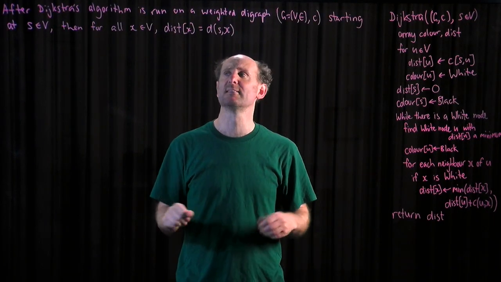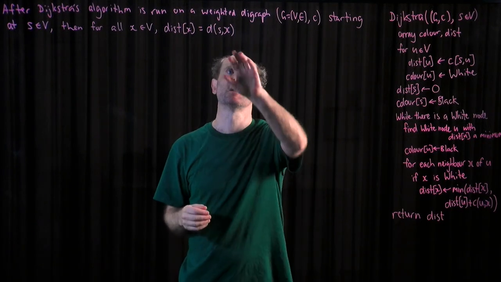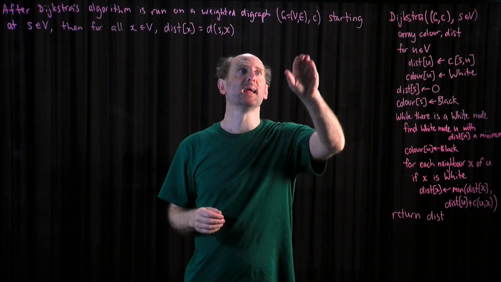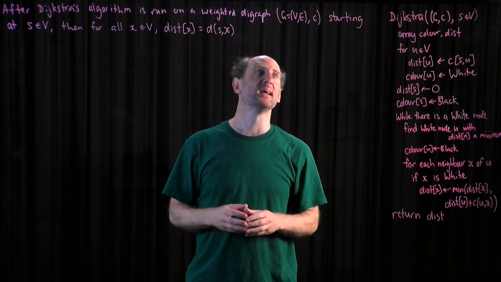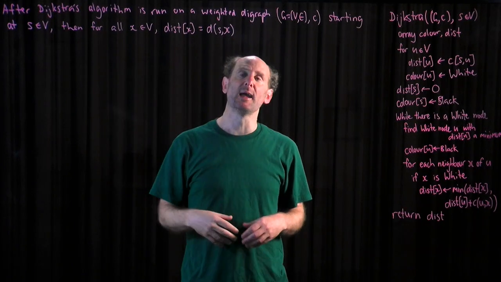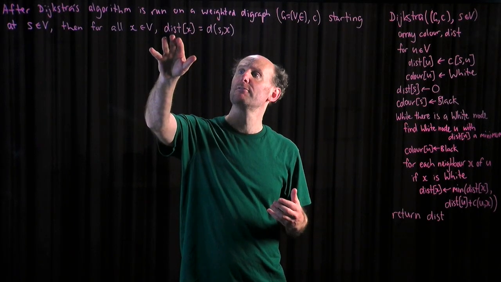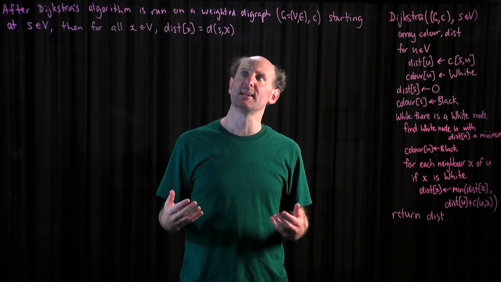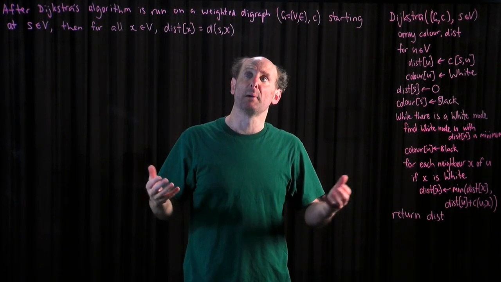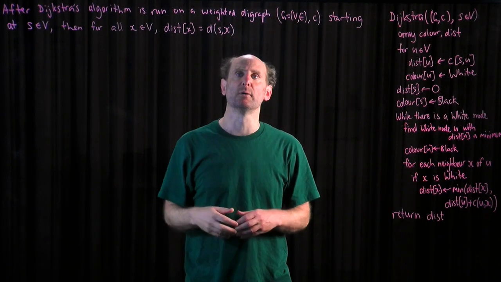So formally, the statement we want to prove is this one. After Dijkstra's algorithm is run on a weighted digraph G with node set V and arc set E and weight matrix C, starting at source node S, then for every node X in the graph, we have that dist X is just the length of the shortest path from the source node to our node X.